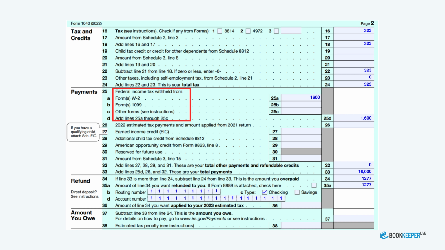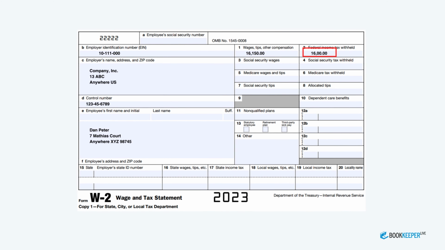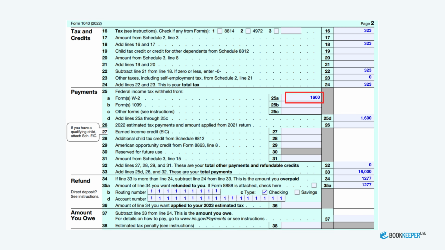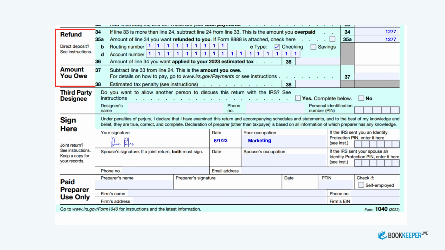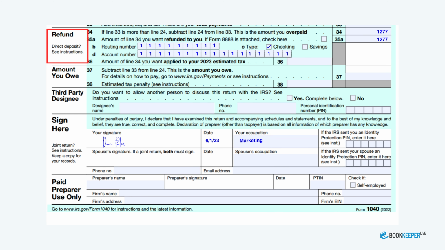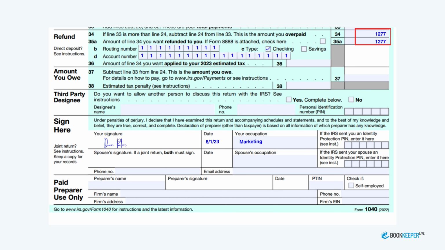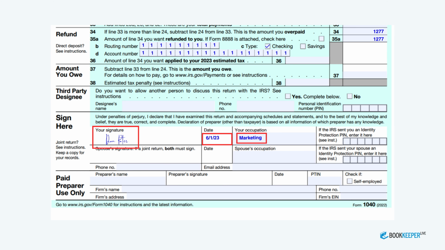The form has a section for federal income tax withheld, which is the amount taken out of your paychecks by your employer. This amount should match the total on your W-2 forms. Dan found this information on his W-2 and entered it on the form. The form has sections for refund and amount owed. A refund is the money you receive if you've paid more in taxes than you owe, while the amount owed is the difference if you didn't pay enough. Dan was due a refund, so he entered the amount he overpaid. Once all the information is correct, he signed and dated the return and filled out any remaining information before submitting it to the IRS before the deadline.